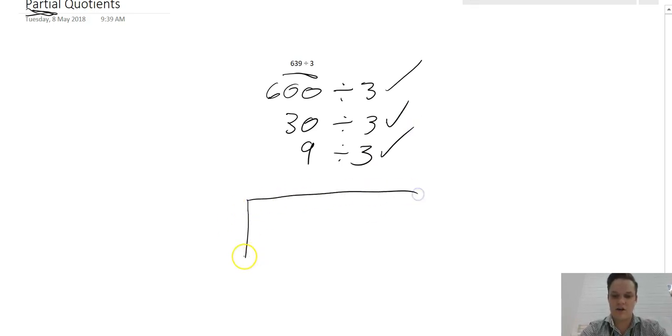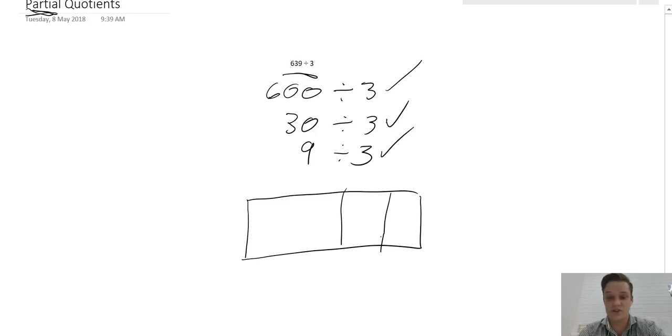So let's use our area model to set it out. Like we did with our partial products last term, only they were for multiplication. This is for division, so it's very similar, but it's going to be different. Our common factor that's going to apply to all of them is our 3, so we put that over there. We put our 600 in the box, our 30 in a different box, and our 9 in a separate box.